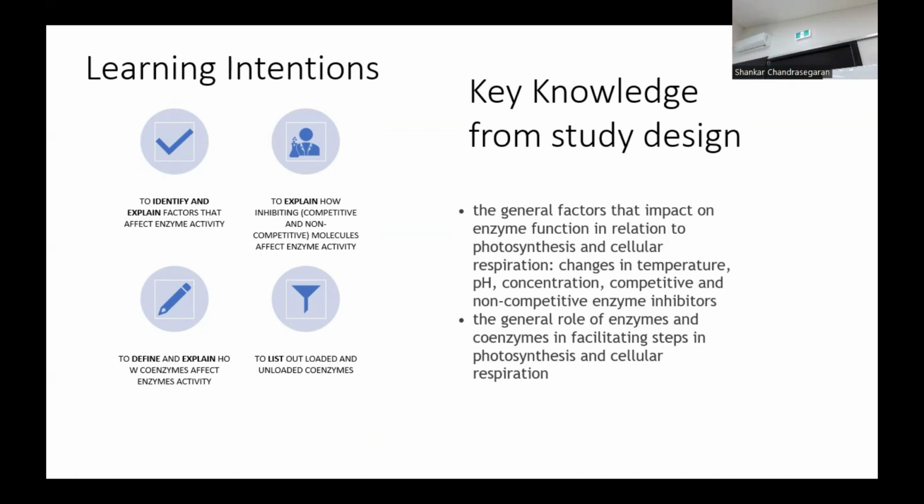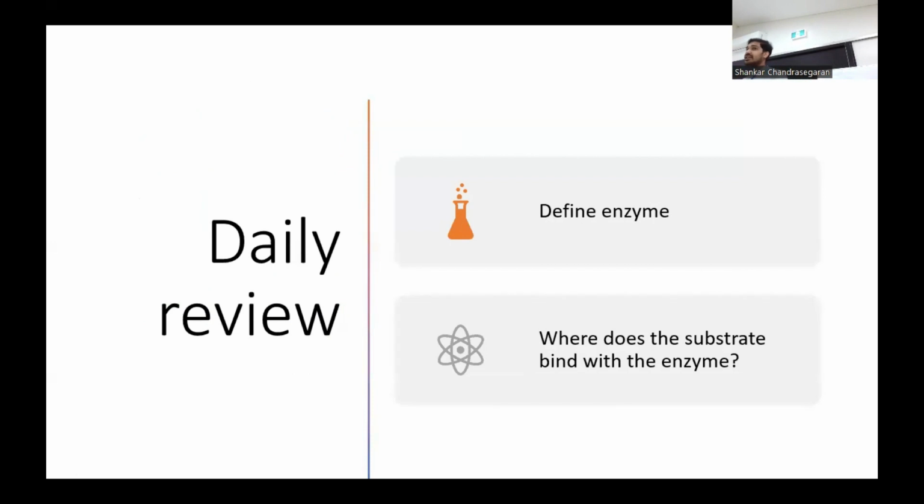There are five factors that have an influence on the function of an enzyme. First one is changes in temperature. Second one is pH. Third one is concentration. Fourth one is whether there are inhibitors present. And then the fifth one is whether there are coenzymes present. Okay, so we're going to look at each of them and we're going to look at what they do. Okay, so first thing, let's do a little review.